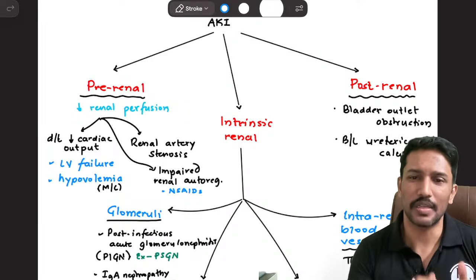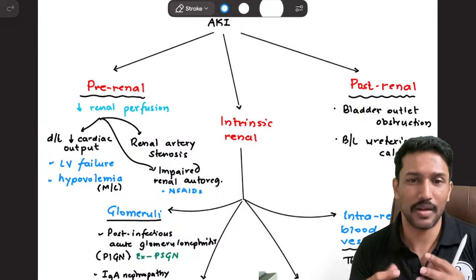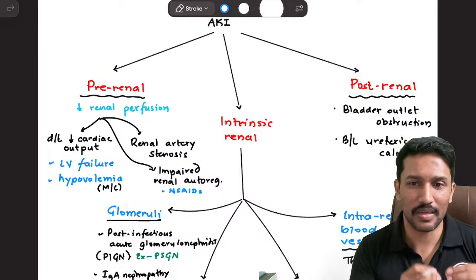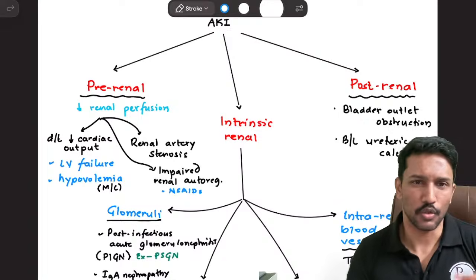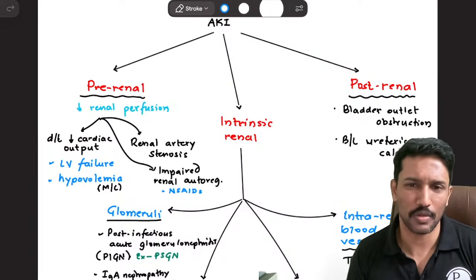Prerenal is because of the decreased renal perfusion. It could happen because of renal artery stenosis or impaired renal autoregulation of blood supply, or it could be because of decreased cardiac output due to left ventricular failure or hypovolemia. Hypovolemia is overall the most common cause.